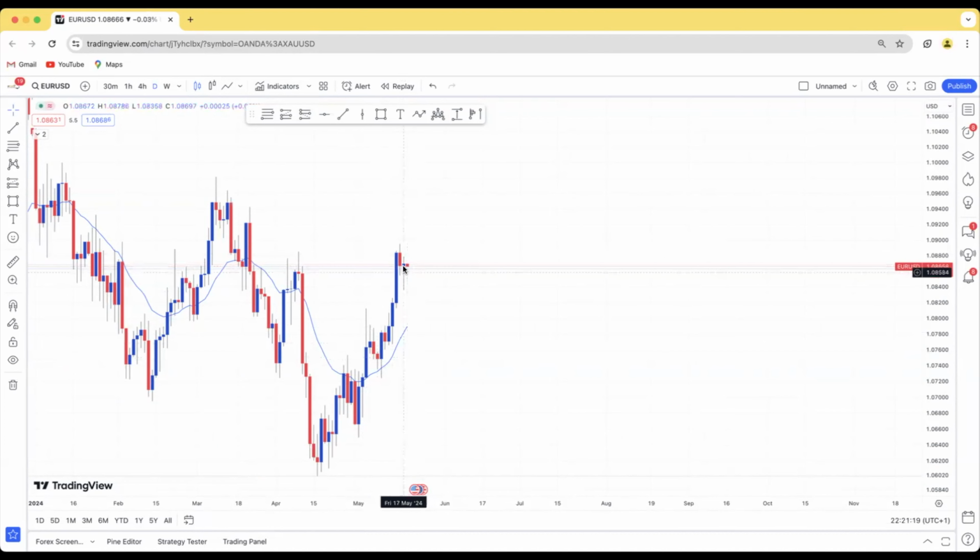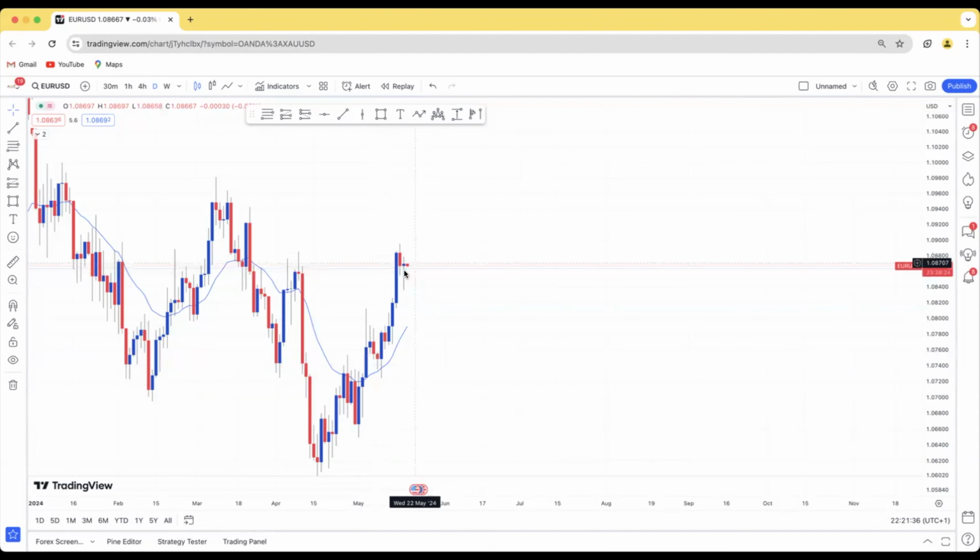Okay, this is more of a hammer. It has a long wick, small body, and small upper head. That's a hammer, that's not a bullish engulfing. This is a bullish engulfing here, where it engulfs the previous candle, both the body and the wick.